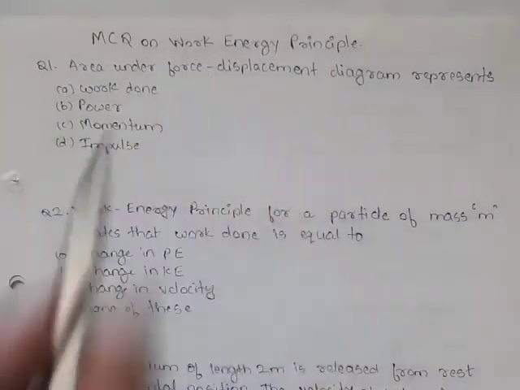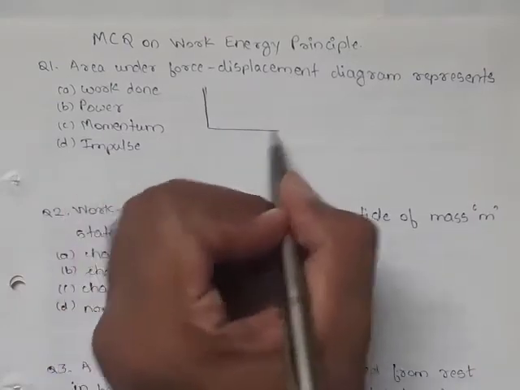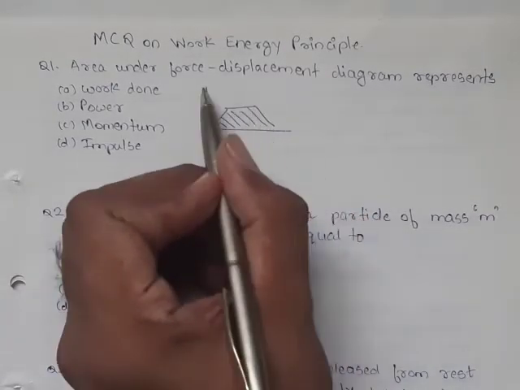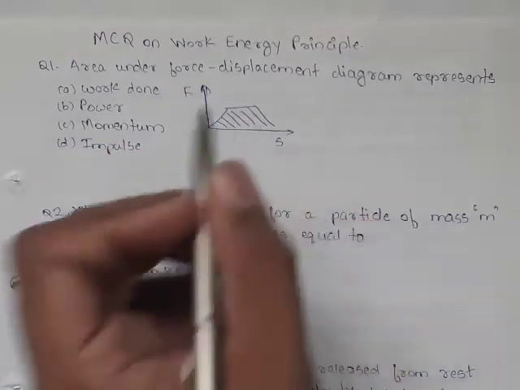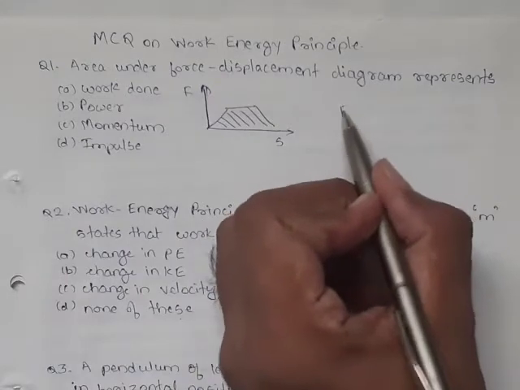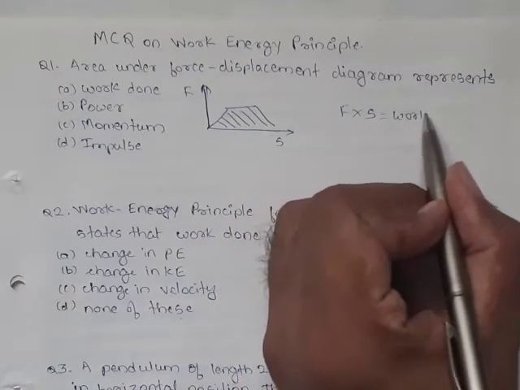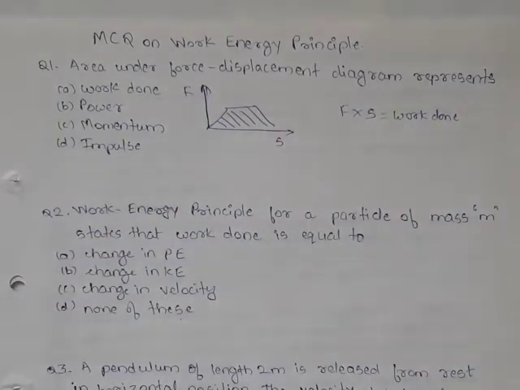When we draw a force displacement curve and find the area under the curve, we are generally taking the product of force and displacement. Suppose force is taken on the y-axis and displacement along the x-axis. The product of force and displacement is nothing but work done. So for question 1, the area under the force displacement diagram will represent work done. So option A is correct.